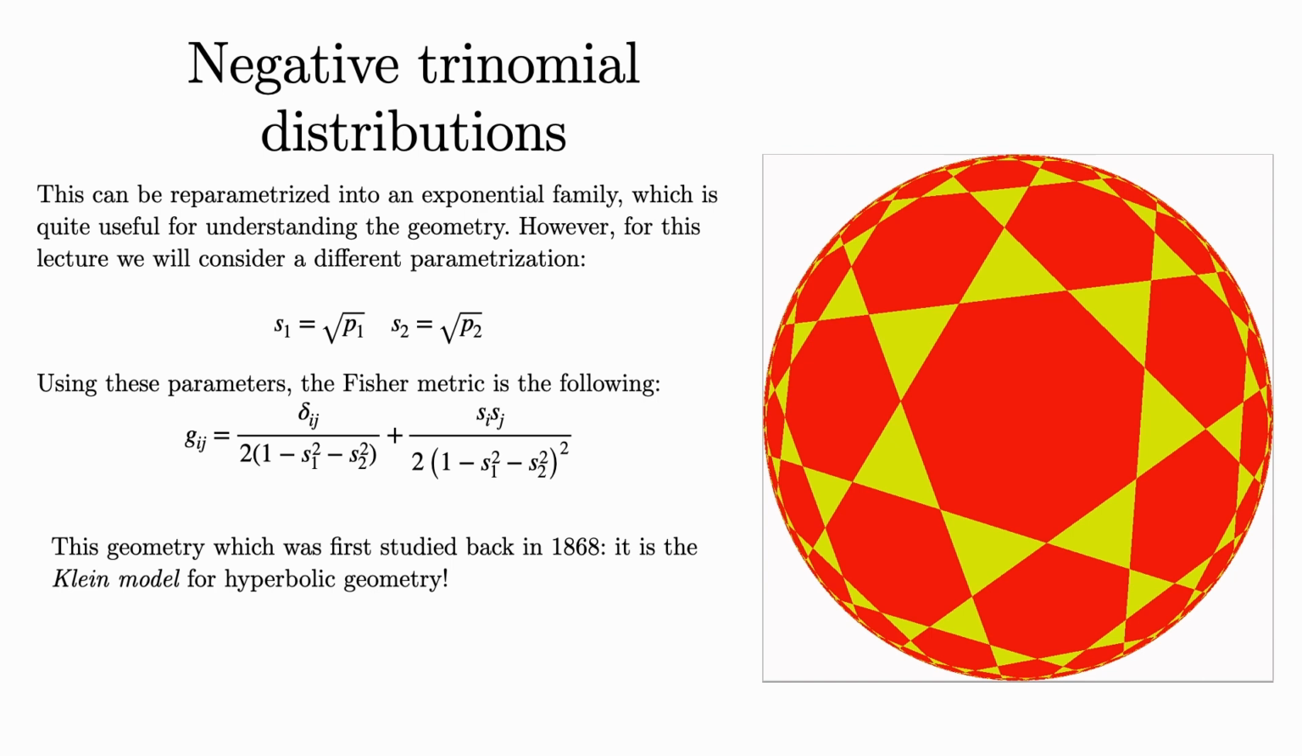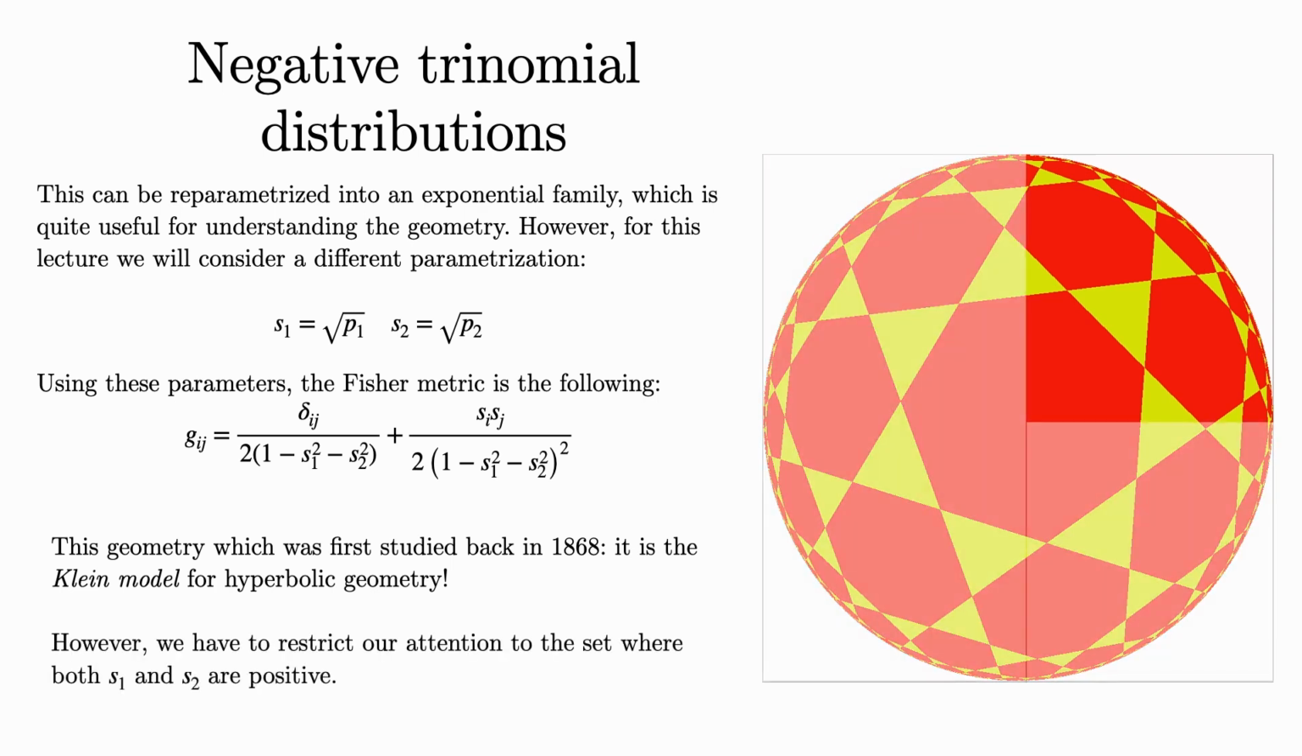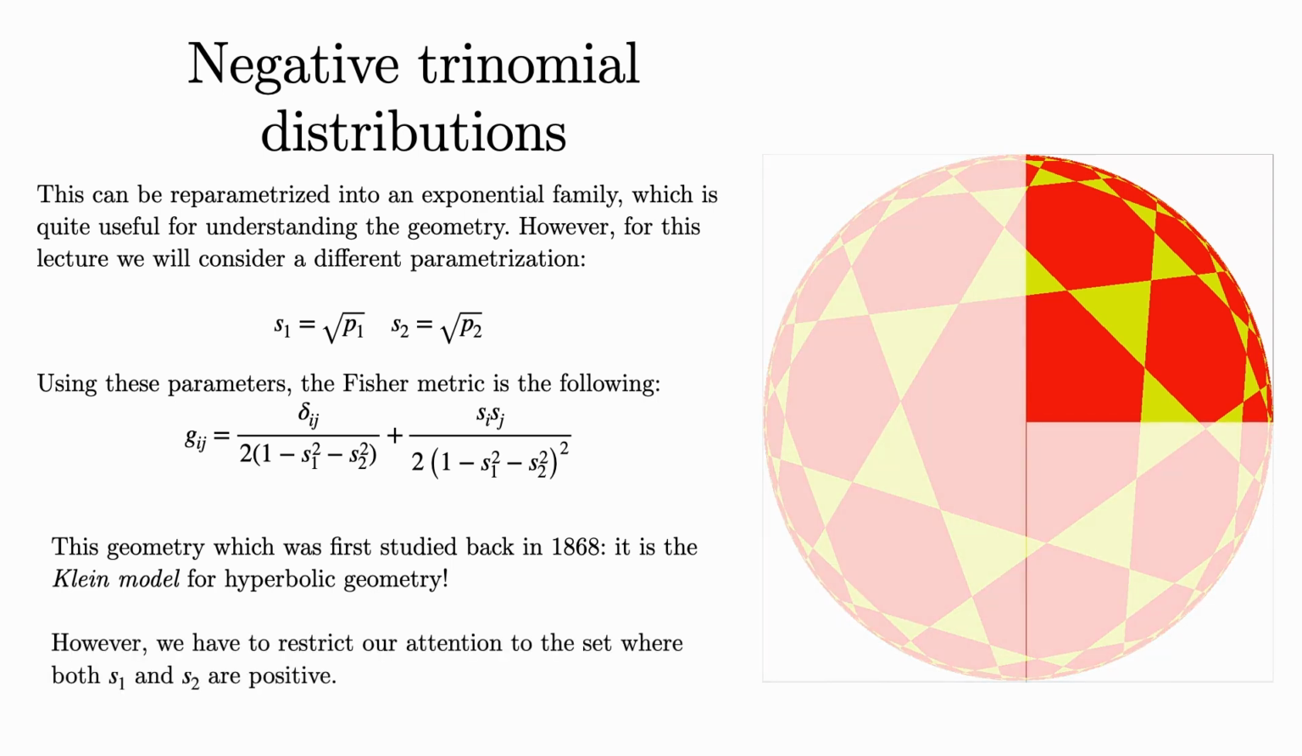There's one more thing to note here, which is, unlike with the normal family, we do not recover the entire hyperbolic plane. Instead, we need to restrict ourselves to the set where S1 and S2 are positive, which leaves a quarter of hyperbolic space. The boundary corresponds to the set where the failure probability is 1.